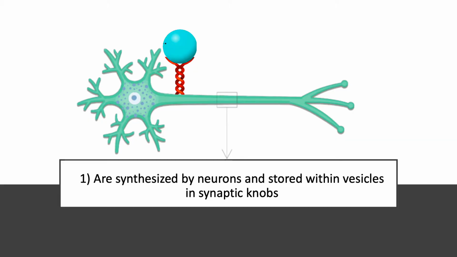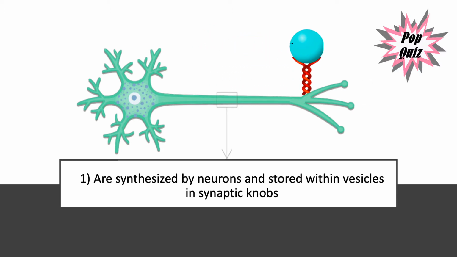Let's run through some general characteristics of neurotransmitters then. The first is going to be that they are synthesized by neurons and then stored within vesicles within the synaptic knobs. So pop quiz. What type of axonal transport is this? All right, that's right. It is anterograde fast axonal transport. So we move toward the axon terminals there where we're going to store those vesicles. So that's going to involve that motor protein kinesin we talked about in the last lecture.